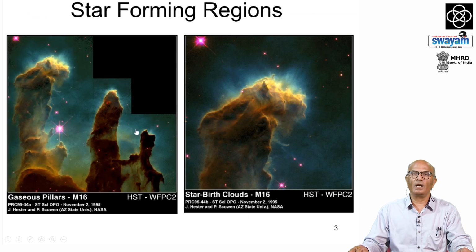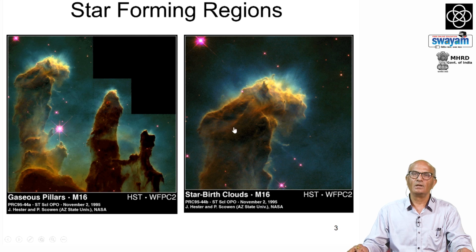Now, in this diagram, I am just showing you a picture of M16. It is a huge molecular cloud. That is where stars are formed, and you can see very clearly a beautiful picture taken with HST with higher angular resolution. So, the finer details of the molecular cloud are known, and you can see there is a contrast, a well defined boundary, and there are newly born stars, which are also visible.